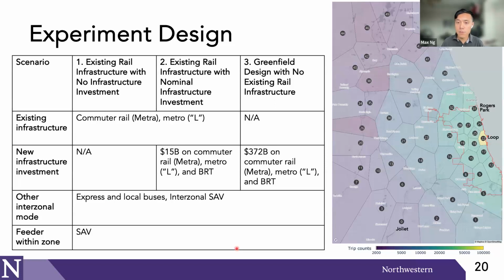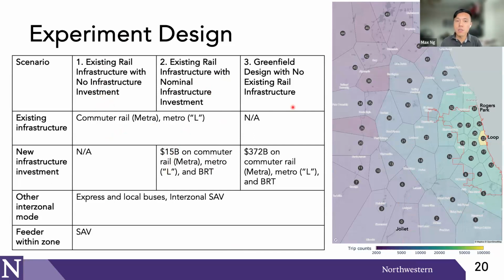We make use of an example in the Chicago metropolitan area. We cluster the whole area into 50 zones. And we have 3 scenarios. The first one is the existing rail infrastructure. We use the existing metro and metro rail network with no new infrastructure investment. Then the second scenario is similar, except that we give a nominal infrastructure investment, which is $15 billion, a similar amount to what Chicago spends on transit infrastructure every year.